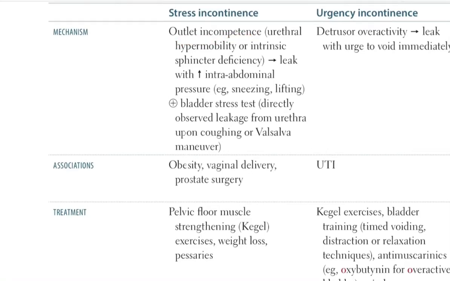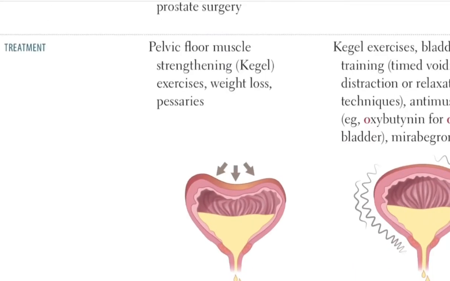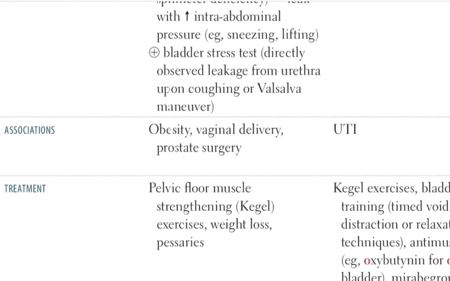So, let me just explain what incontinence is. Incontinence means leakage of urine. Now, why does leakage of urine take place? It can be due to outlet incompetence, that means urethral hypermobility or intrinsic muscle deficiency. Is it clear? So, when the intrinsic sphincter is deficient or there is hypermobility of the urethra, it can lead to stress incontinence.